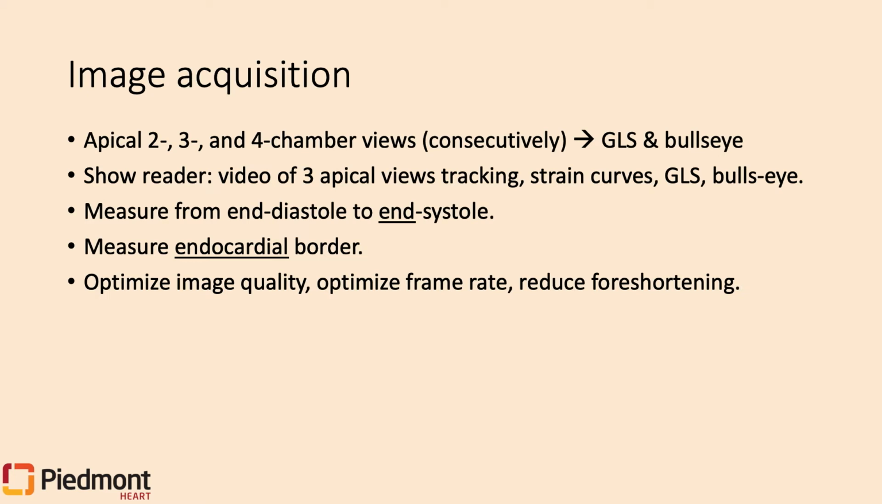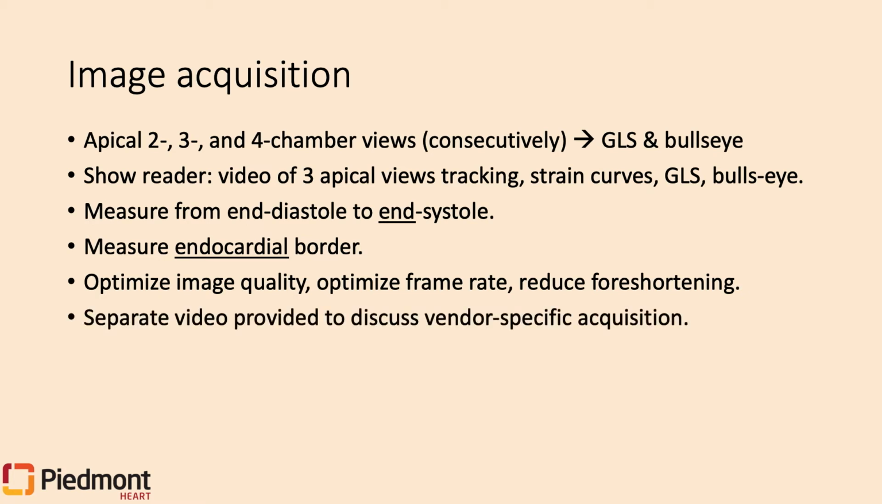So it's important to optimize your frame rate and reduce any foreshortening so that you do not cut out your apex. It is believed that the apex actually has higher strain values than the base, and so reducing foreshortening is important so that you don't underestimate your strain. There will be a separate video or videos provided to discuss vendor-specific acquisition of strain, but the aforementioned pointers should be applicable to everyone.